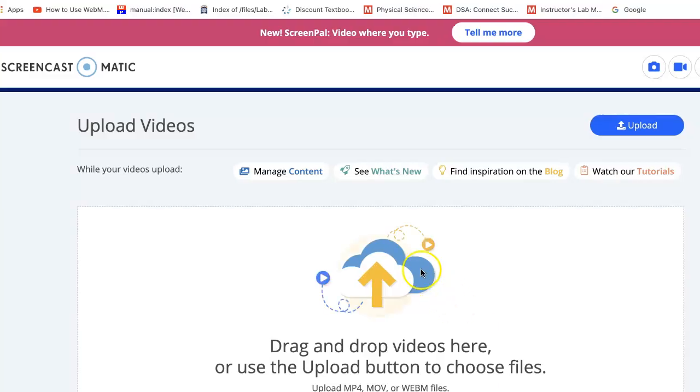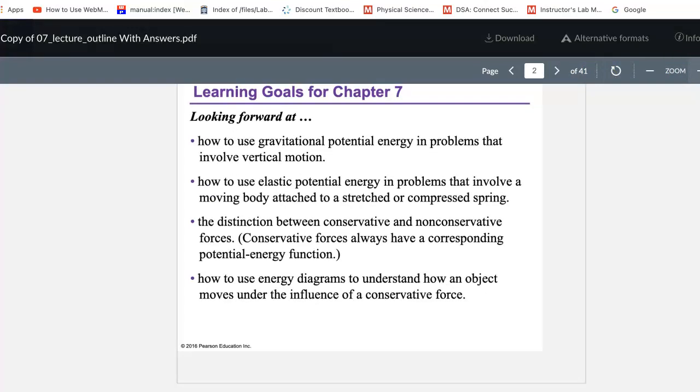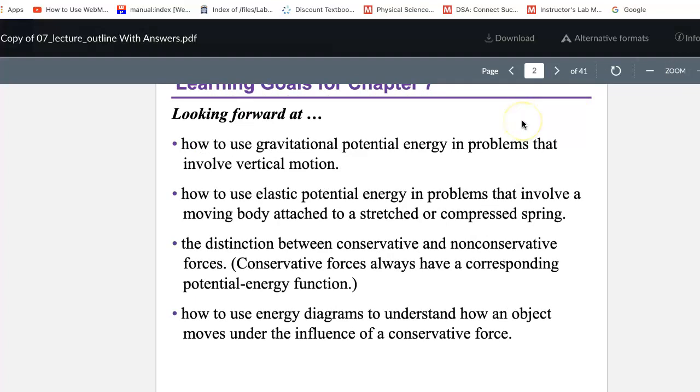Now I will move to chapter 7, and with chapter 7 we are going to start including more types of energy, like gravitational potential energy and elastic potential energy. Then today we are going to learn how to use gravitational potential energy in problems that involve any vertical motion, because gravitational potential energy has to do with the vertical motion.